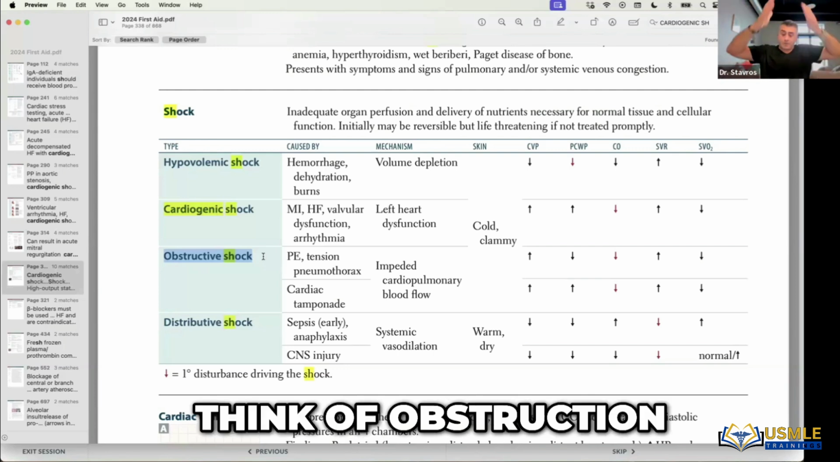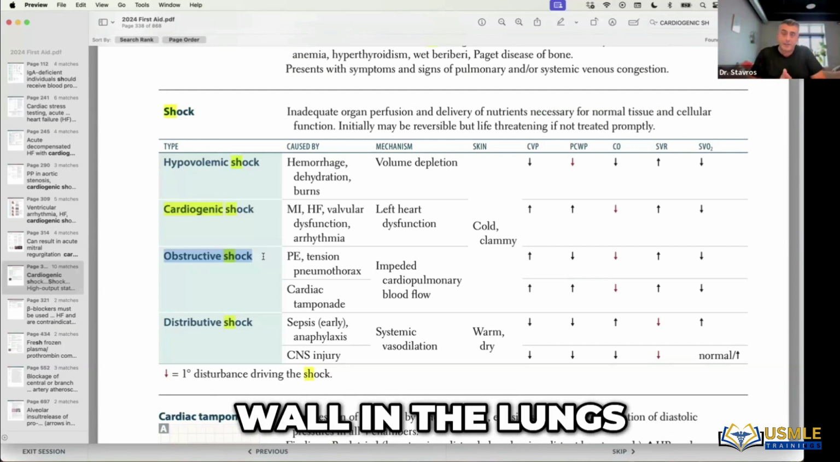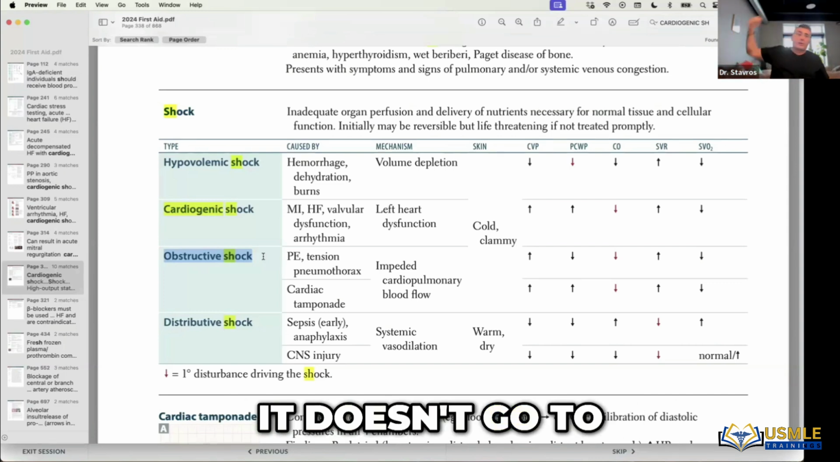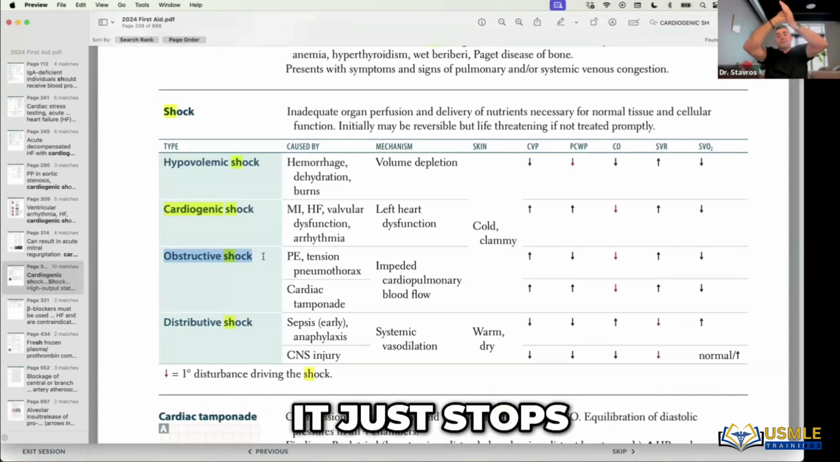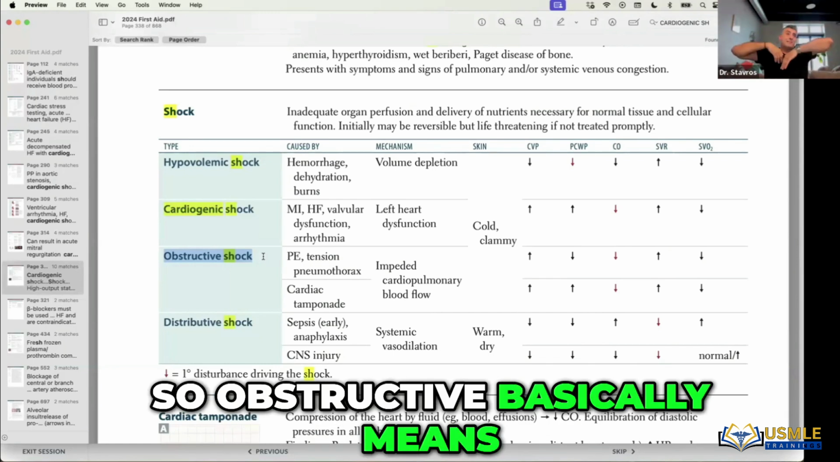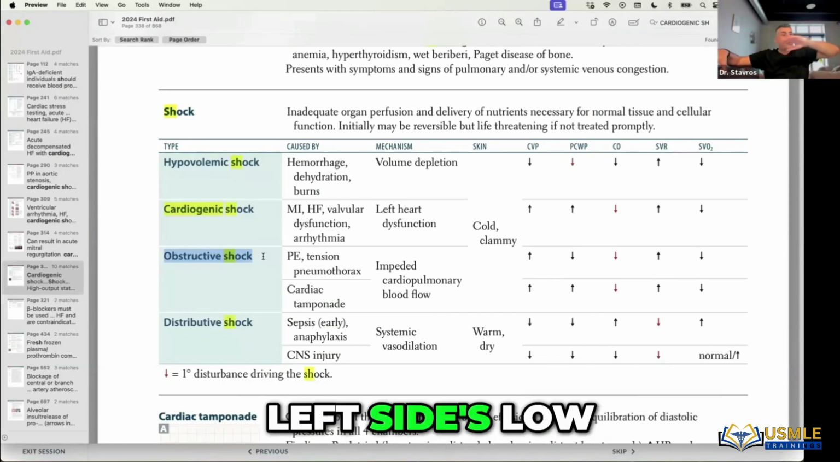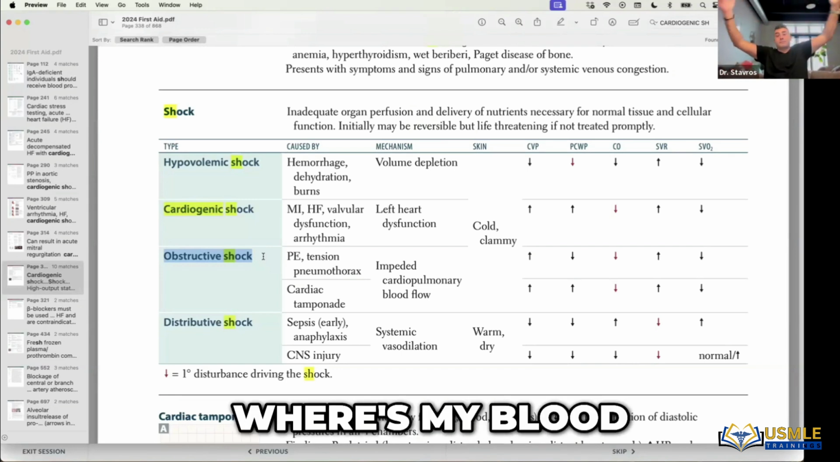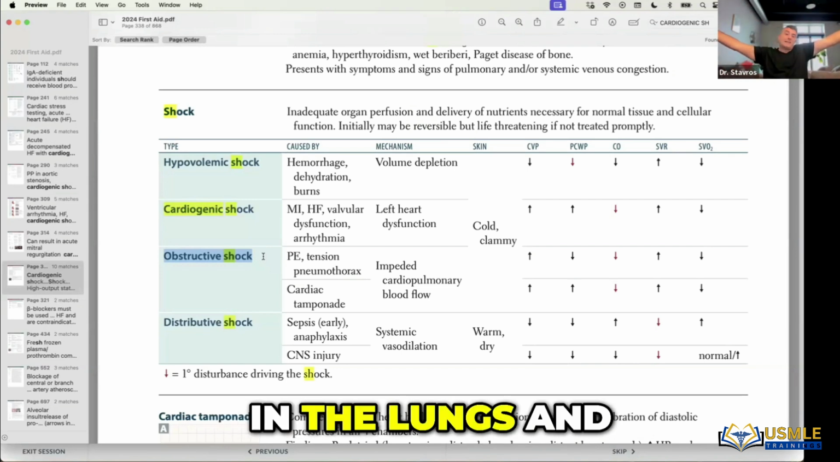Think of obstructive as a big wall in the lungs. The blood gets pumped from the right side into the lungs, and it doesn't go to the left side. It just stops, meets the PE, and goes retrograde. So obstructive basically means the right side's high, left side's low. There's no blood pumping to the left side of the heart. They go, where's my blood? I'm sorry, there's a massive PE in the lungs and it's not happening.